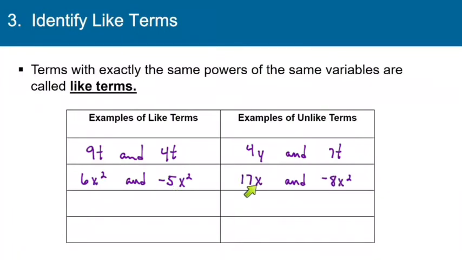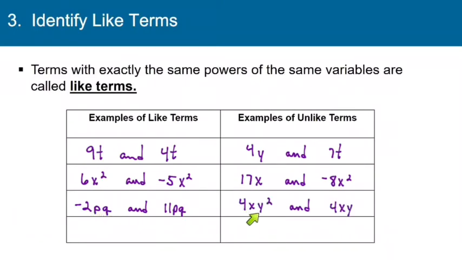But 17x and negative 8x squared are not considered like terms because even though they do have the same variable, they don't have the same powers of the same variable. Negative 2pq and 11pq are considered like terms because they both have the same powers of the same variables. They both have p to the first power and q to the first power.